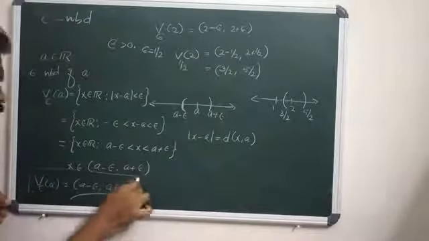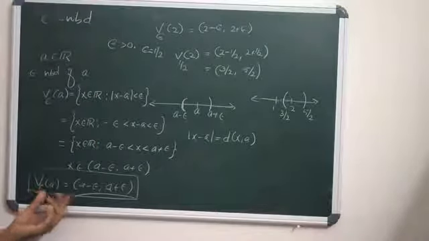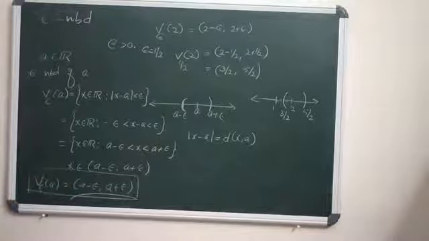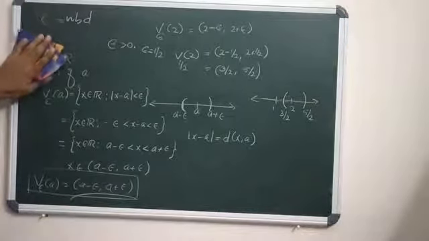The epsilon neighborhood of A, which is defined as the set of all x in R such that the distance between x and A, or modulus of x minus A, is strictly less than epsilon. So the epsilon neighborhood of A is nothing but the open interval A minus epsilon and A plus epsilon. Okay.